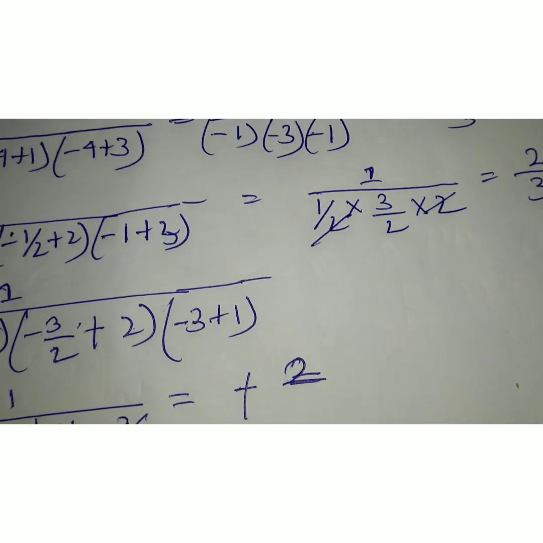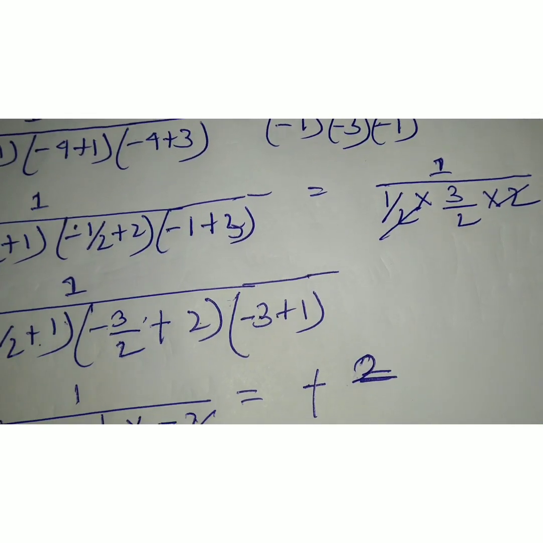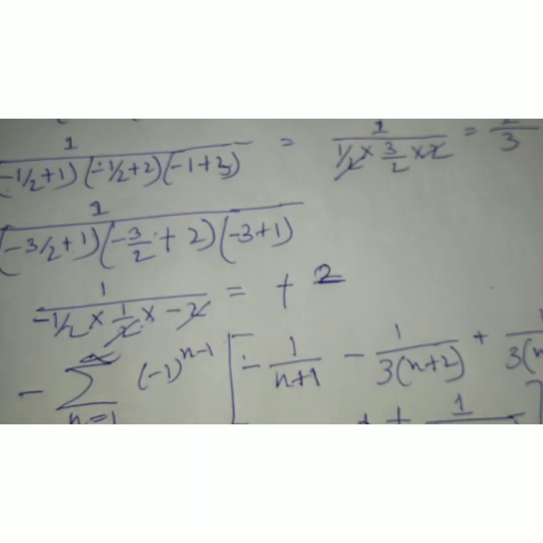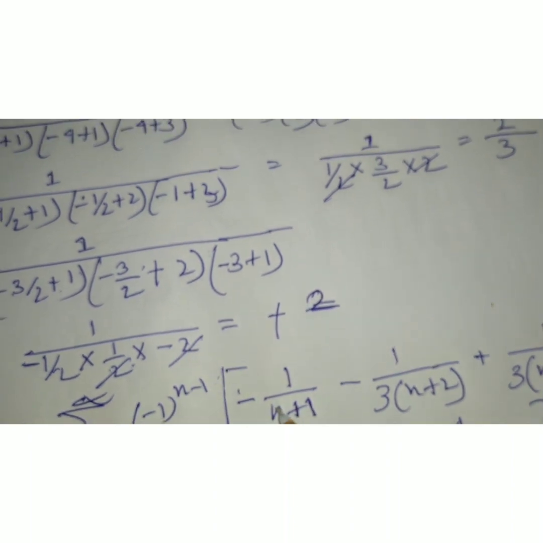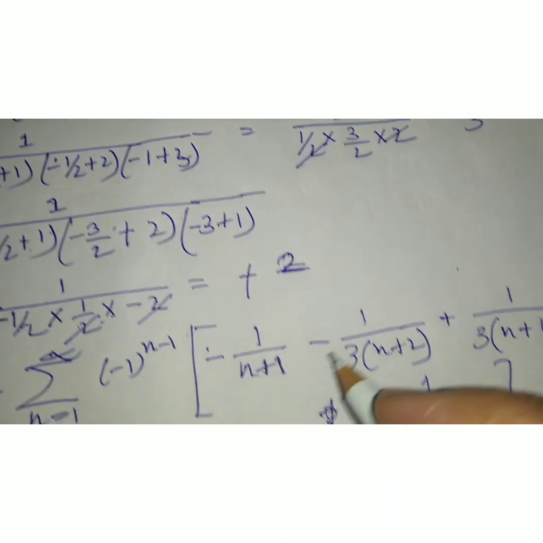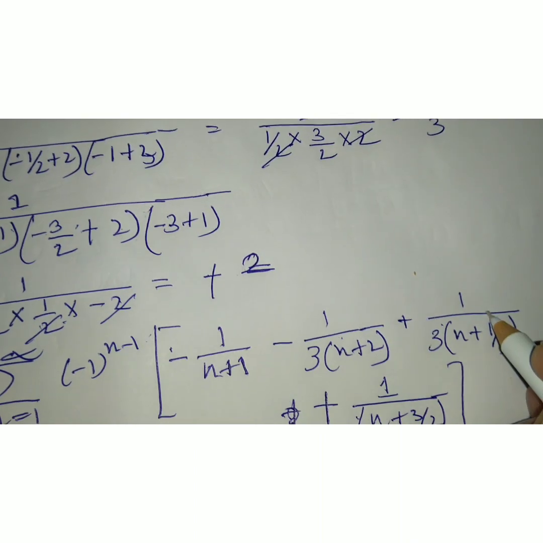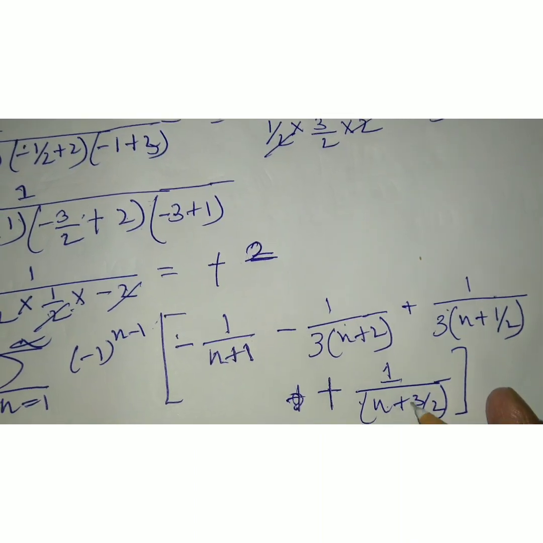I think I made one mistake. Here the value is minus 1 by n plus 1, minus 3 into n plus 2, plus 1 by 3 n plus half, plus 1 by n plus 3 by 2. Okay, thank you. Now I will go to another page, page number 2.